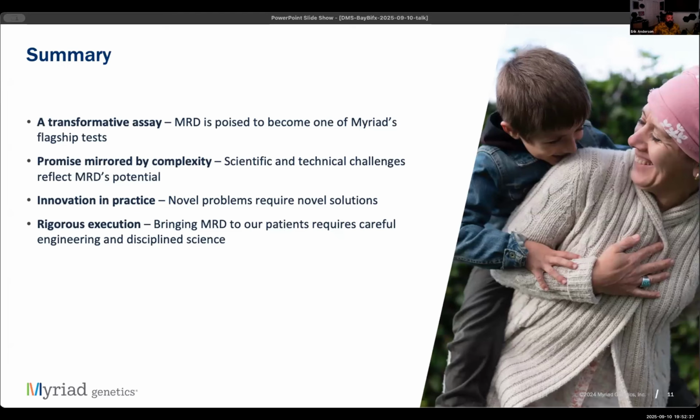This is especially exciting for us. Novel problems are opportunities to forge ahead and discover novel solutions. It is both challenging and rewarding. Still, productionizing something like MRD is difficult. For the sake of our patients, we remain diligent and disciplined in our execution as we transform our research into a true product.